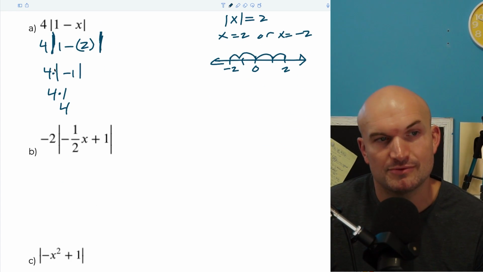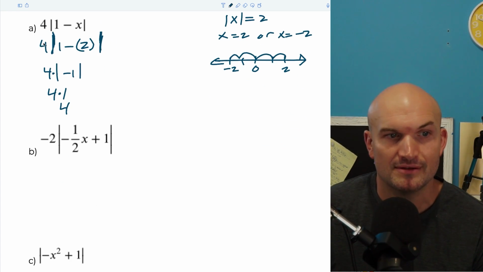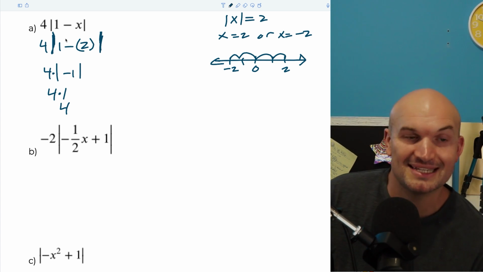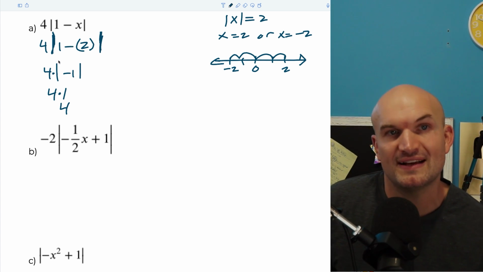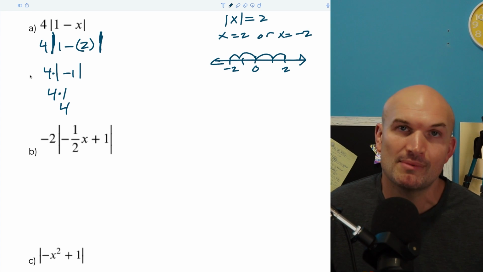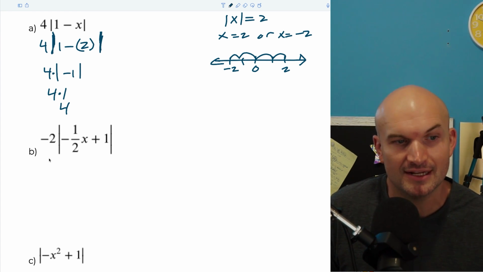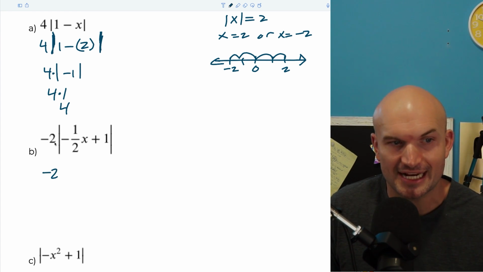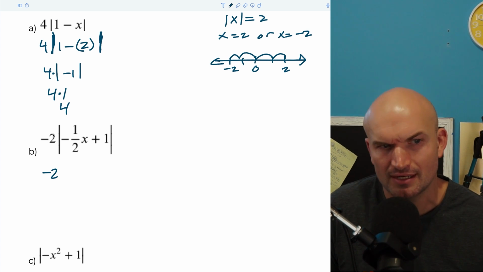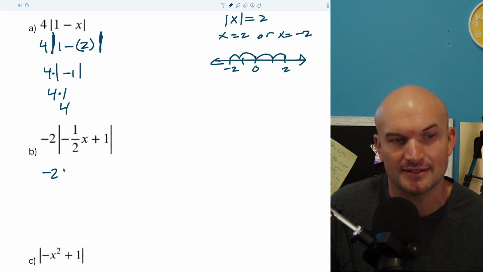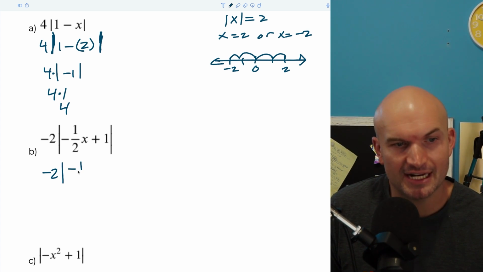But again, the other thing I want you to remember is that what you want to do is simplify the absolute value first, and then you can worry about whatever's happening on the outside. So for example, here a lot of students will see this -2 and they're like, oh, let's make this a +2. No. That's outside the absolute value. Leave it right there. So now I have a -1/2.